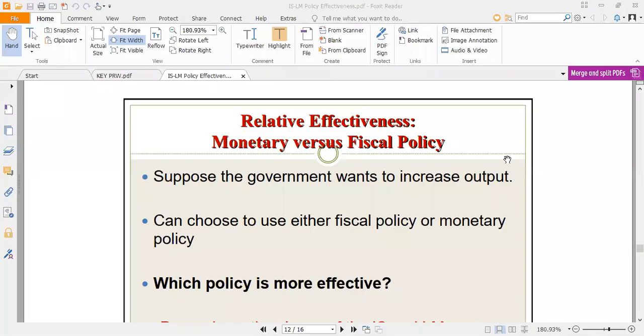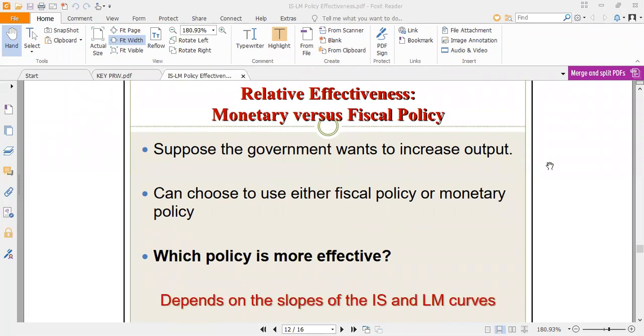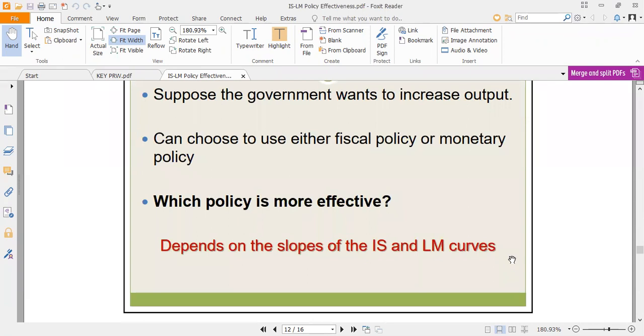Okay, so we are looking at the relative effectiveness of monetary policy and then fiscal policy. If we want to increase output level, which one should we go for? Is it monetary? Is it fiscal? Which one we go for depends on the slope of the IS and then the LM curves. Okay, and I'm sure you remember what determines the slopes of these curves. Let me just remind you.